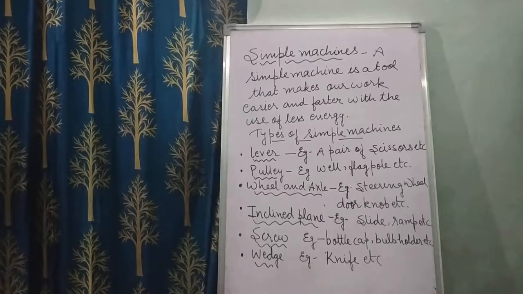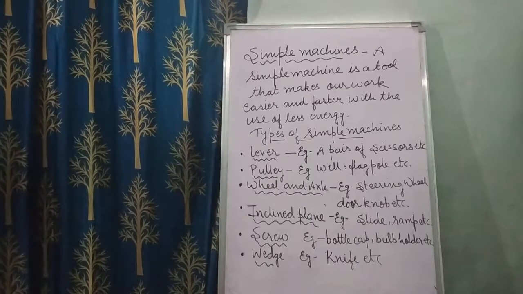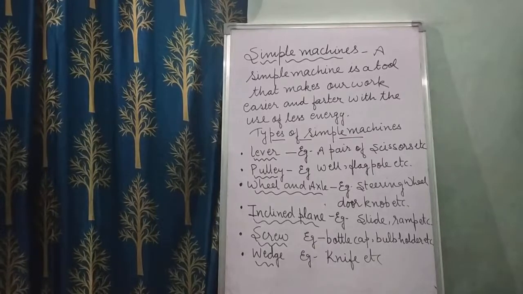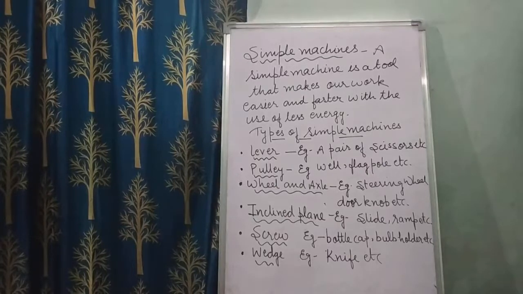Now the third one is the wheel and axle. Children, can you think of things that have wheels? Yes, almost all vehicles have wheels. These wheels have a rod connected to them. That is called the axle. Have you seen that one rod is connected to them? This rod is called the axle, right?